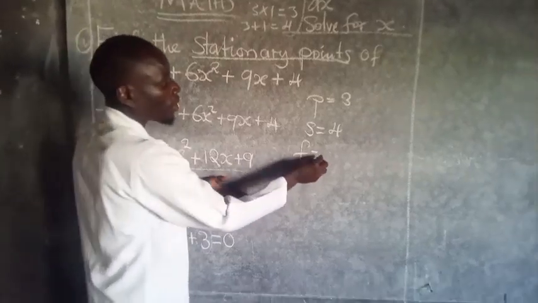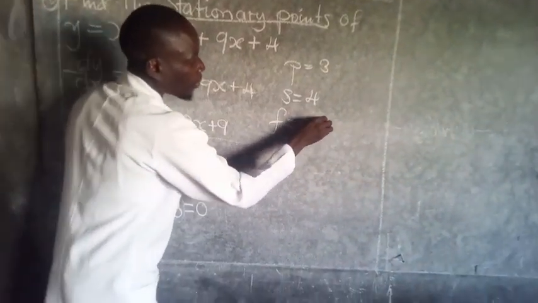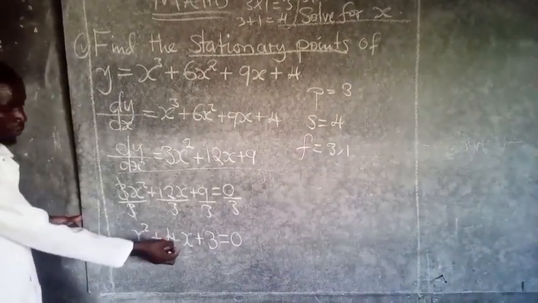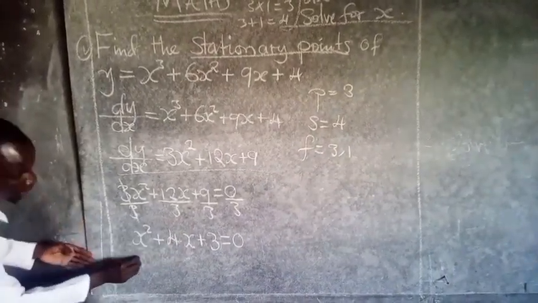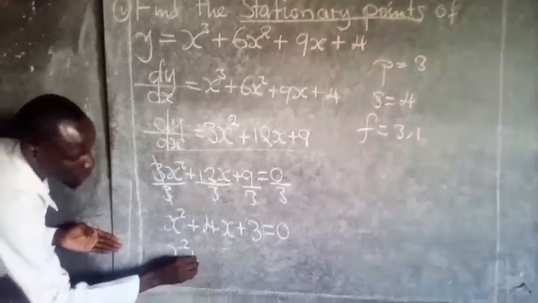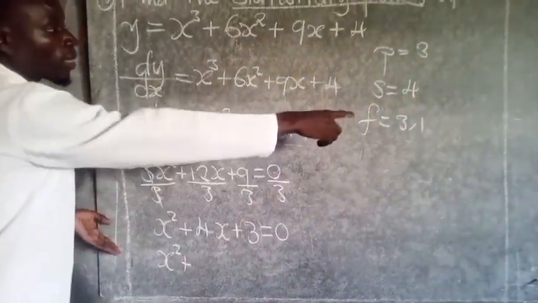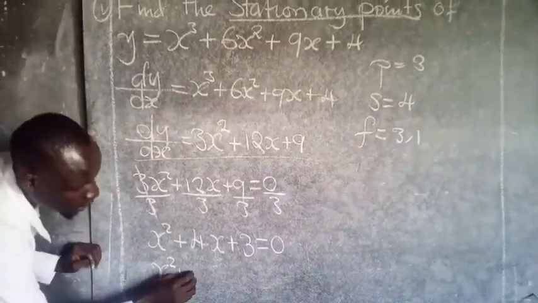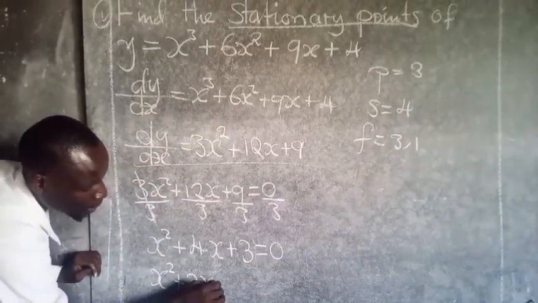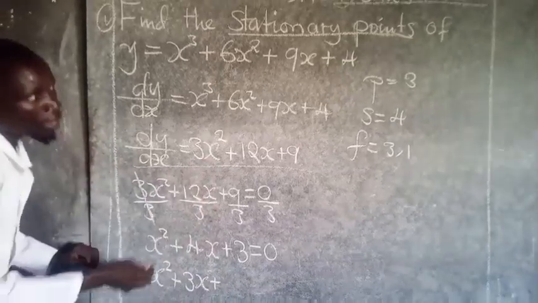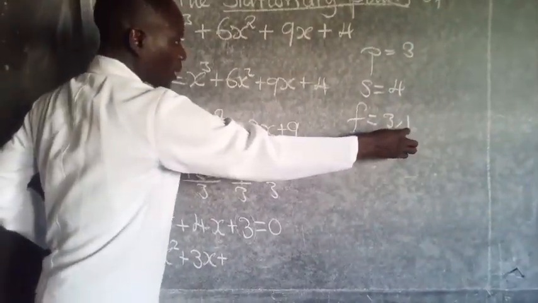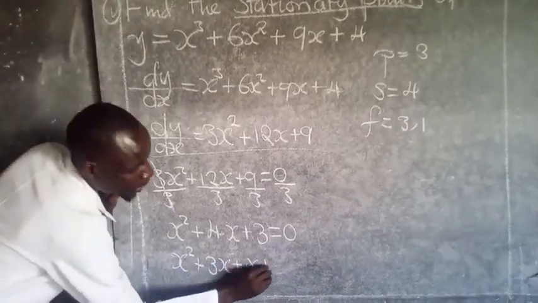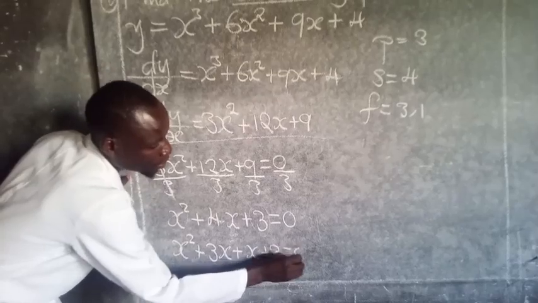So the factors here are 3 and 1. Now, these factors, we are going to substitute them on the sum here. So we will say x squared plus, you can start with anything, with the 1 or with the 3. So we will say 3x, then plus, because this constant factor is also positive, plus x, then plus 3 is equals to 0.